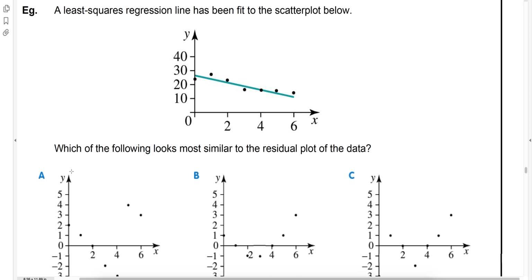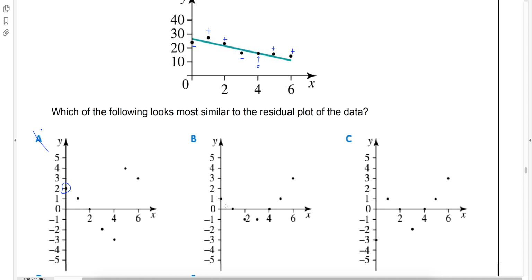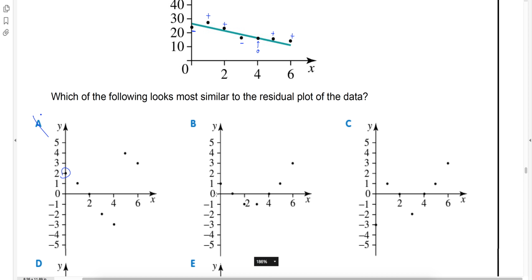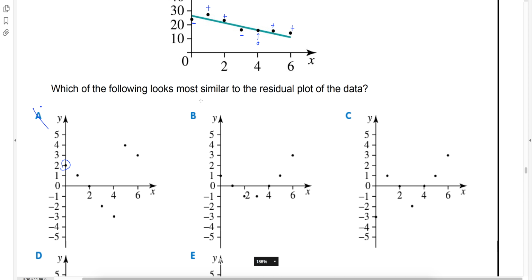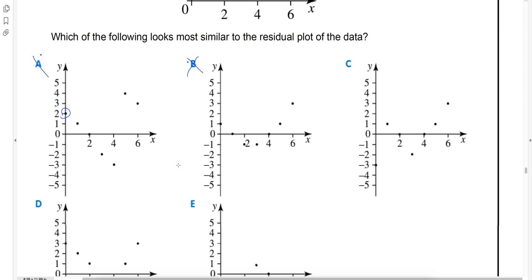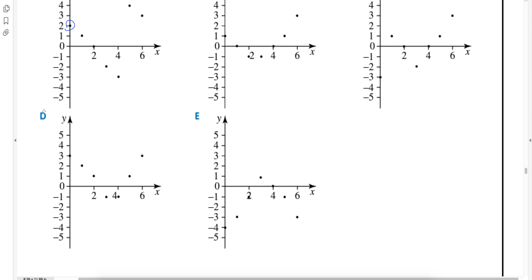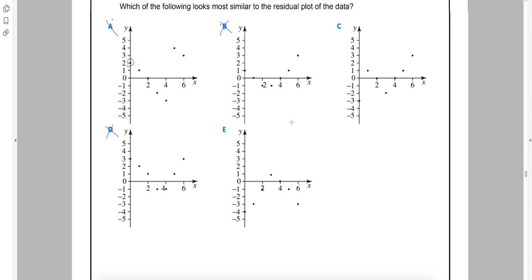Let's see if we can perhaps rule some out. First of all, this one, you've got a dot right there. So the first residual is positive when we have stated up here that it's negative. So eliminate any that have got the first residual positive. That one does. So B we can eliminate. Looks like D also has the first one positive. So we're left really with E or C.